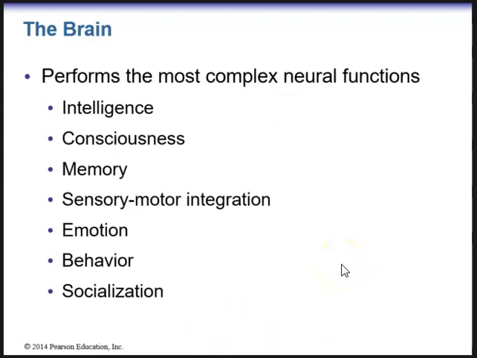The brain performs the most complex neural functions, including intelligence, consciousness, memory, sensory motor integration, emotion, behavior, and socialization. We know that Einstein used more of his brain than most people, because we only know that most humans use a very small part of our brain. Whereas Einstein, being the genius that he is, I'm sure he used more of his brain than most people.